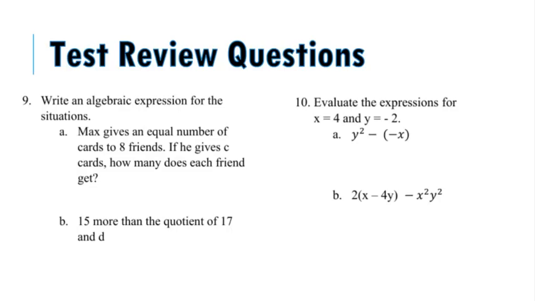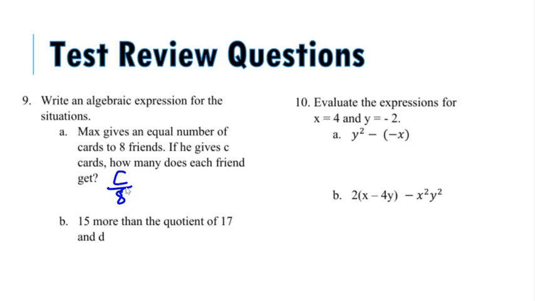Question 9. Write an algebraic expression for the situation. Max gives an equal number of cards to 8 friends. If he gives C cards, how many does each friend get? So he divides that out. So this is going to be C divided by 8.